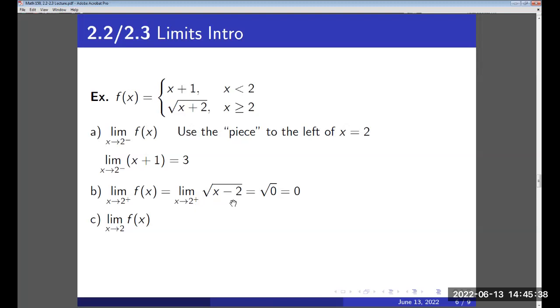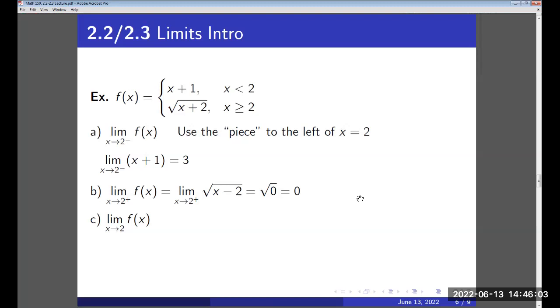Oh, that's got x plus 2, where this has x minus 2. I think I meant to say x minus 2 up here. My mistake, I will correct that. But okay, we'll go with x minus 2 at this point. So we plug the 2 in, and we get the square root of 0, which equals 0.